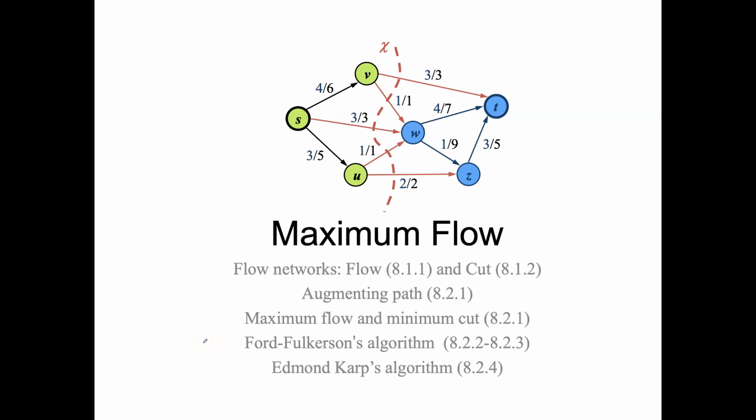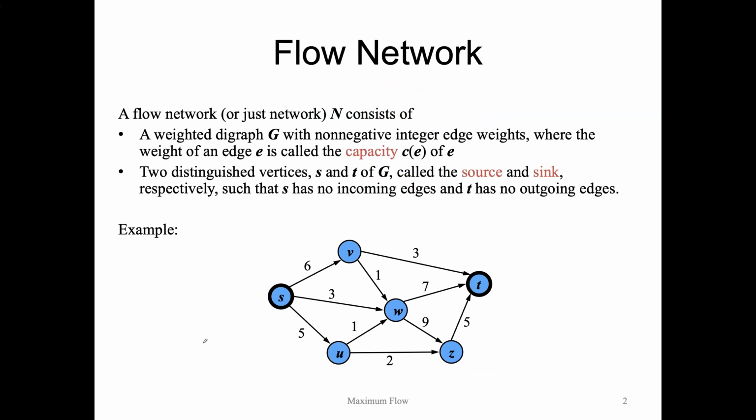In the next few videos, you'll see how to find a maximum flow in a flow network. Now, a flow network consists of a weighted directed graph where all edges have a non-negative integer edge weight. The weight of this edge is called the capacity of that edge. And there are two distinguished vertices, the source vertex, which in this case is S, and the sink vertex, which in this case is T.